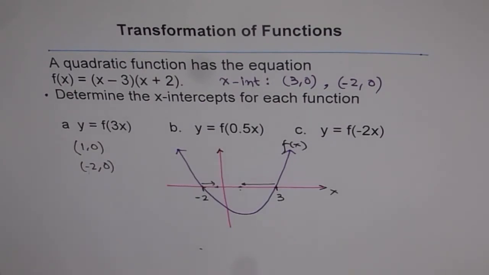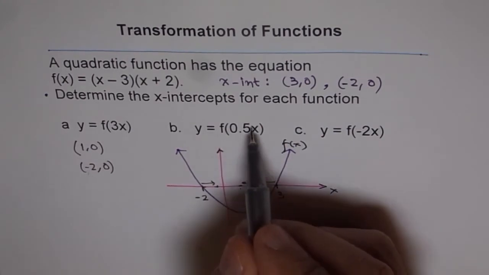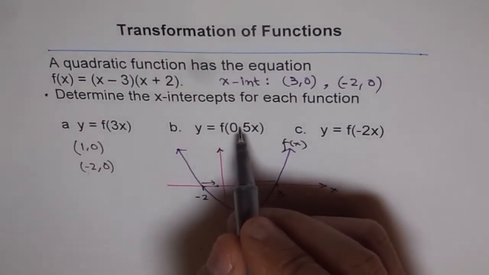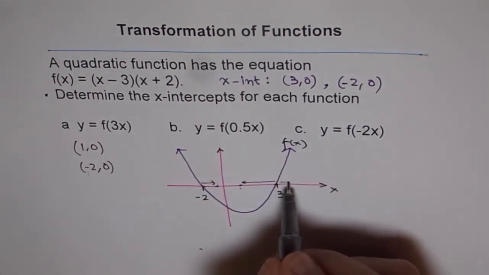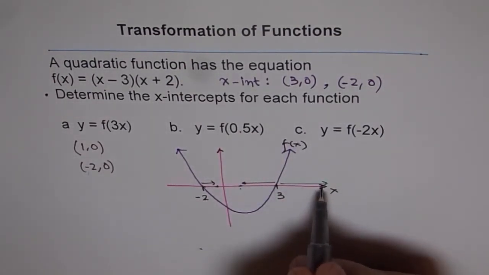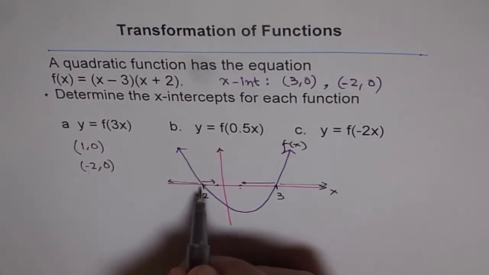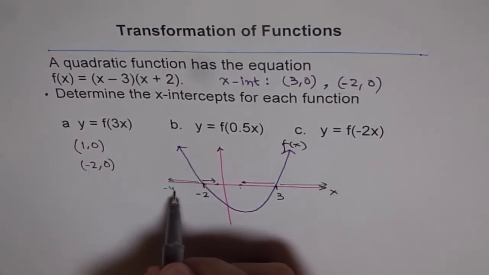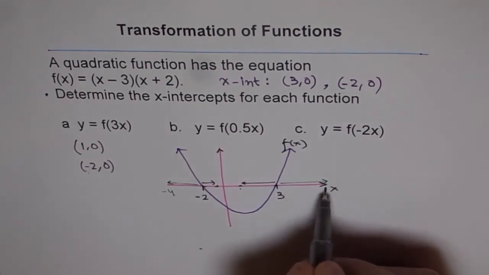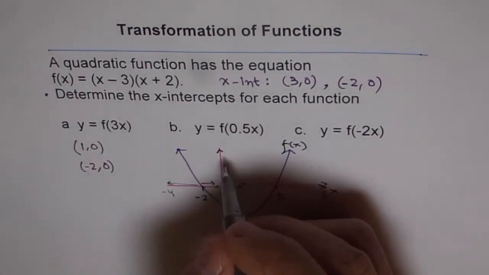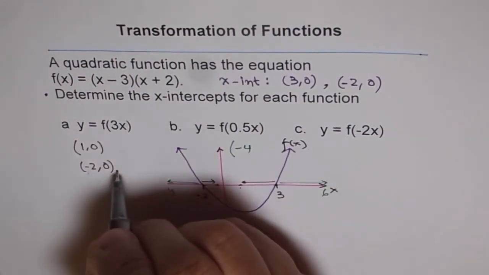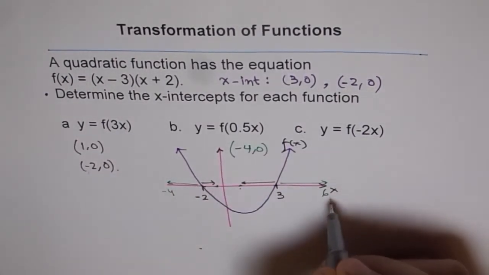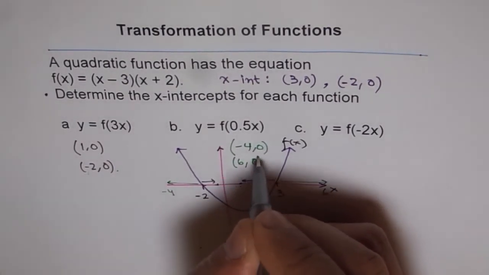Now let's look into the next one, which is f(0.5x). 0.5 is like half. So they'll be horizontally stretched. This will move outside twice away, right? So this x-intercept will now be at -4, and this will be at 3 times 2, 6. That gives us the result here. So we'll have x-intercepts as (-4, 0), this is this one, right? And that one will be (6, 0).